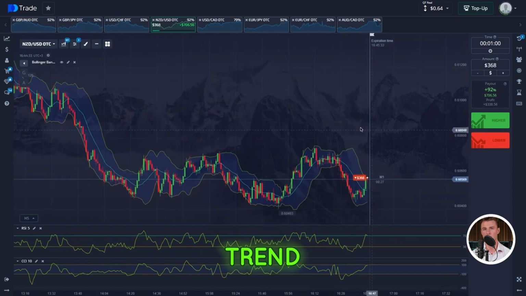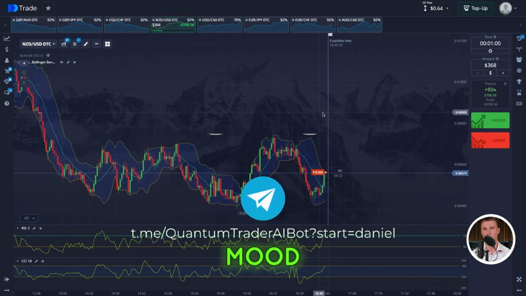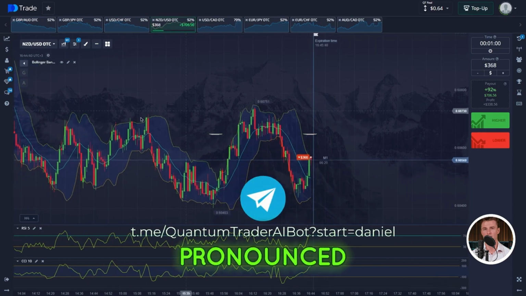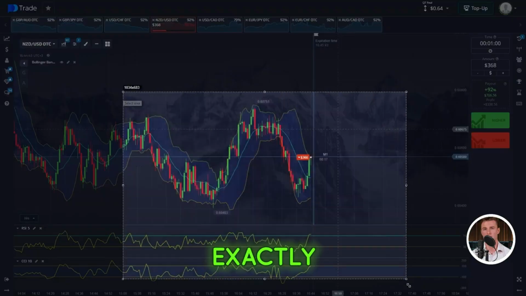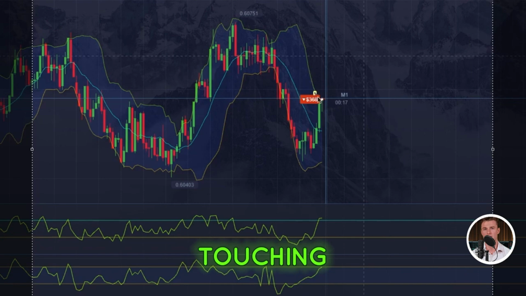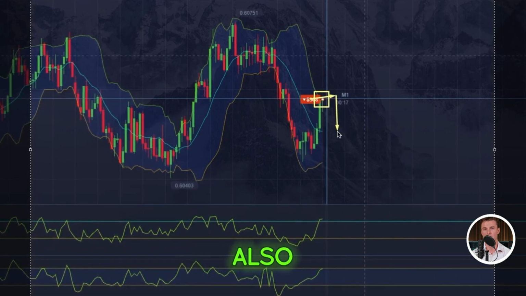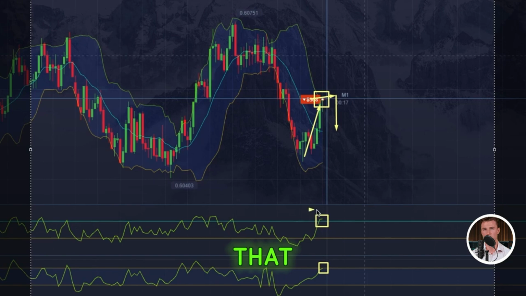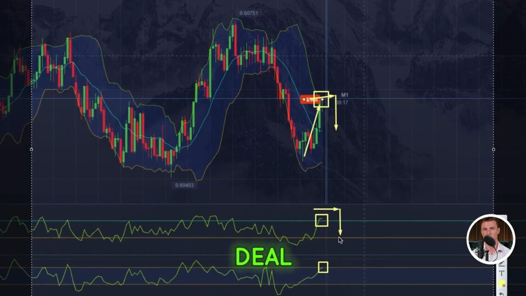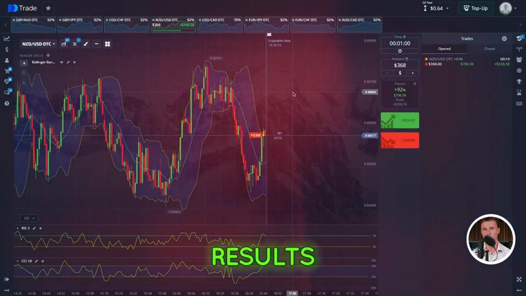The downward trend is greater, and this chart also has a flat mood. Our price does not have a pronounced trend, but in general, the principle is exactly the same. Again, firstly, it is touching, forming a new price maximum after our price rollback, and we also continue to observe and want to break out of the overbought area. That is why we are opening a deal to decrease here. Let's look at the result.